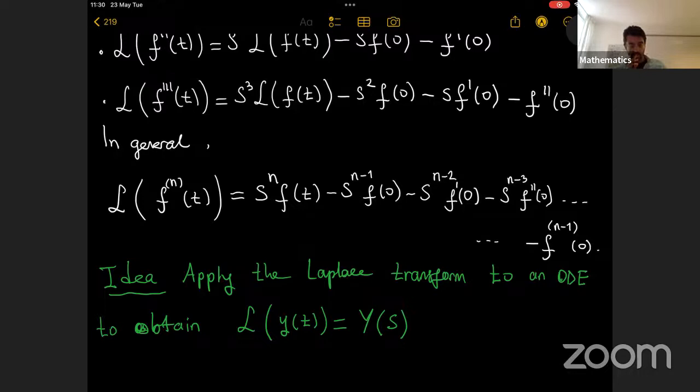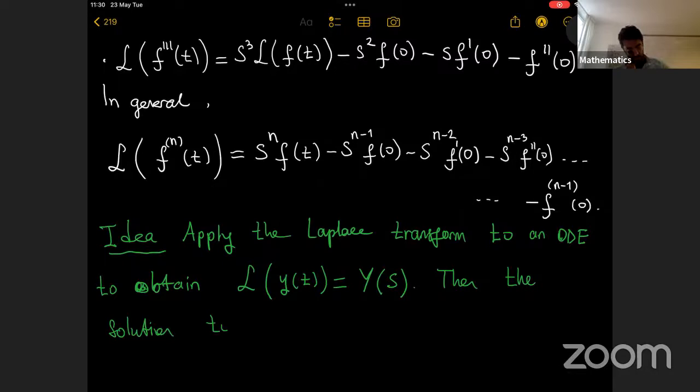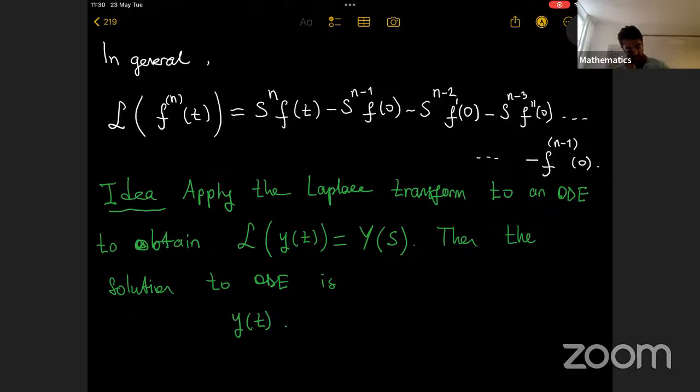Well, then the solution to the ODE is given by y(t). y(t) is the solution. So it's like the function and the inverse function. So y(t) will be the inverse Laplace transform of Y(s), okay? So we will call this the inverse Laplace transform. We will talk about this, inverse Laplace transform.